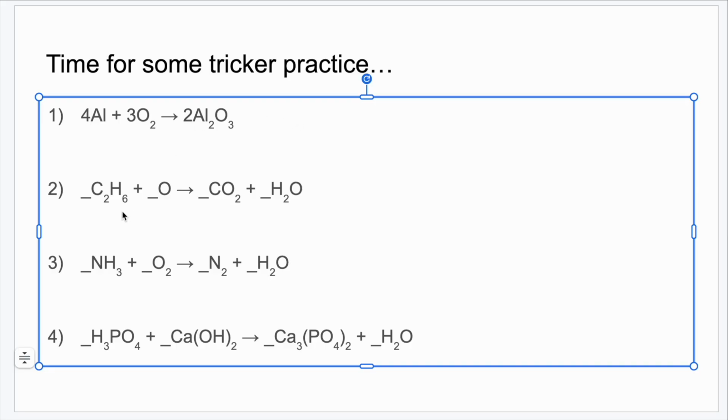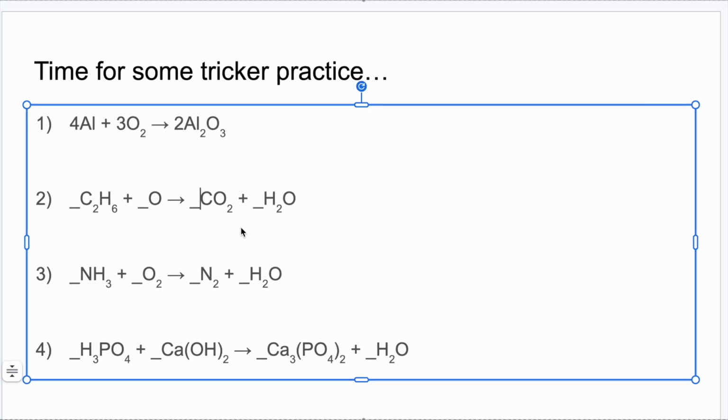No, they don't. So it's fully simplified. Okay, so moving on to number 2. This one can look a little bit trickier because you have oxygen in 2 different places now on the product side, but there is a tip for this.